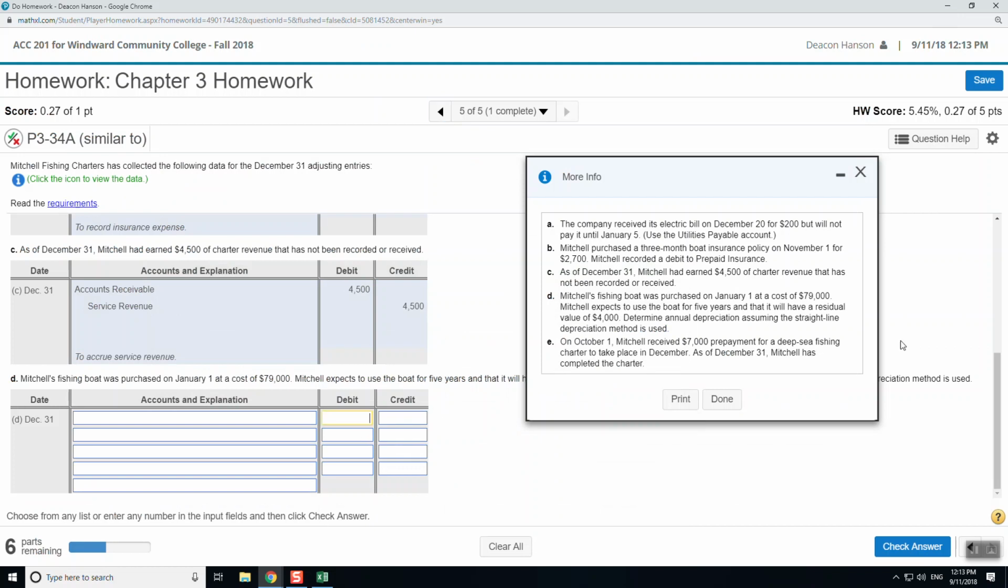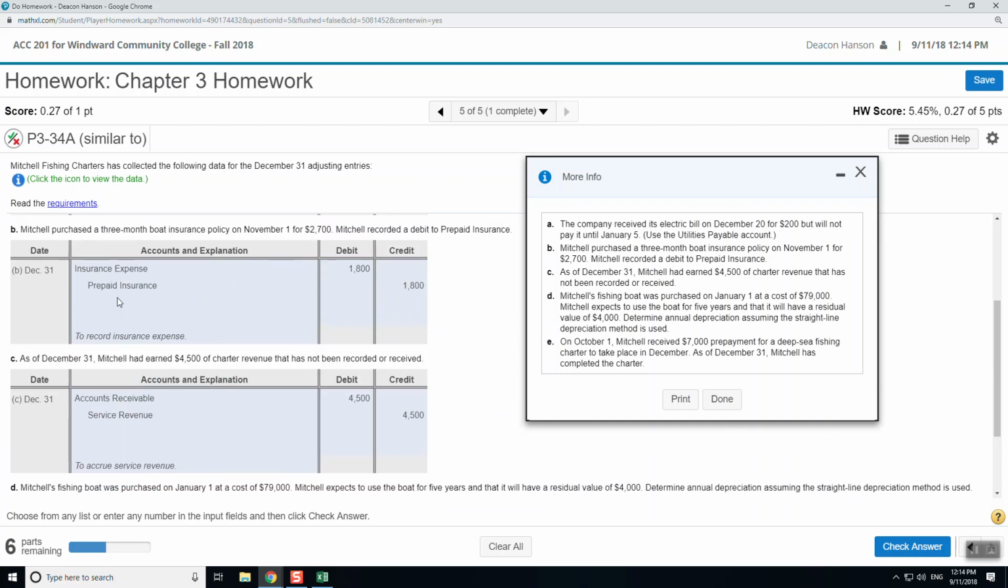The entry to record depreciation expense is going to be a debit to depreciation expense. That's going to cause net income to go down because now we have more expense on the income statement. And then we're going to use an account called accumulated depreciation. Again, this is an example of an adjustment to a deferred expense. The boat's cost is actually a deferred expense because we're deferring recognizing it as an expense until we actually start using the boat.